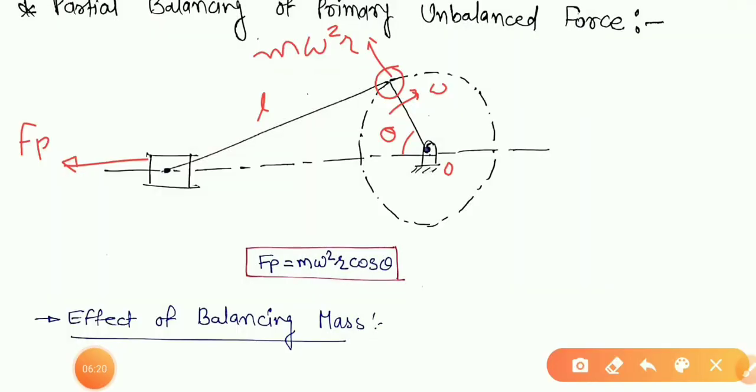So this primary unbalanced force, we can assume that it is acting like a single rotating mass with an angular velocity omega. If we take the horizontal component, it will be equal to m omega square r cos theta, which is our primary unbalanced force. Now we have to consider the effect of the balancing mass.